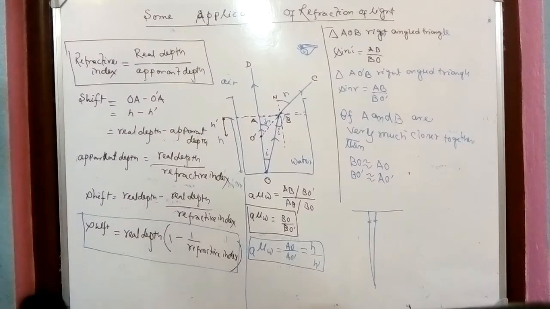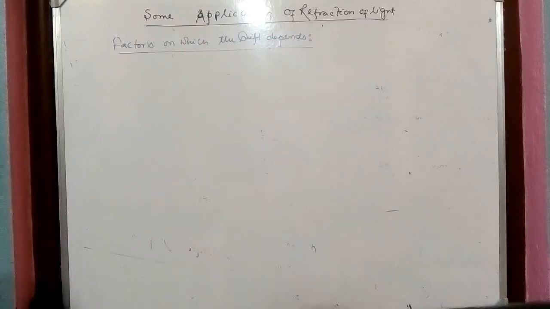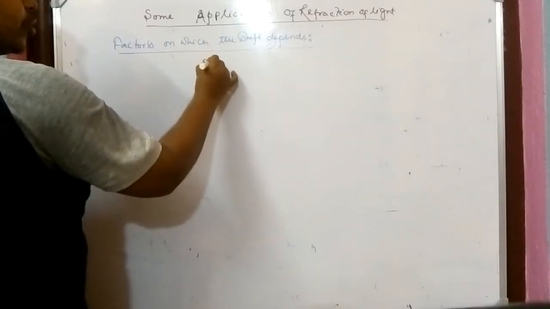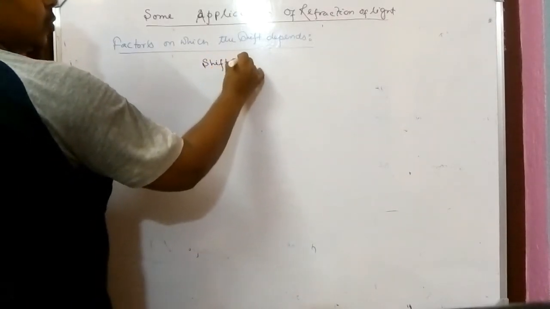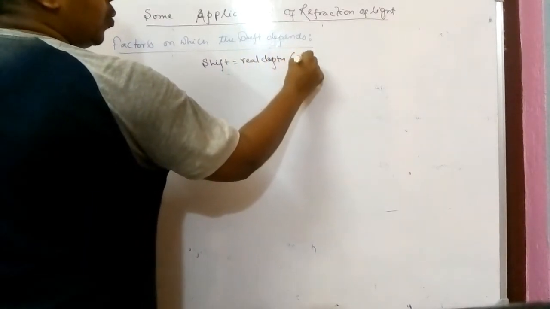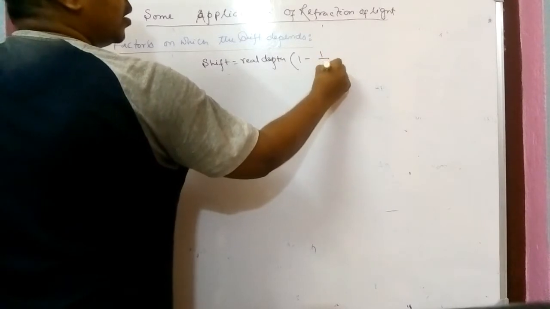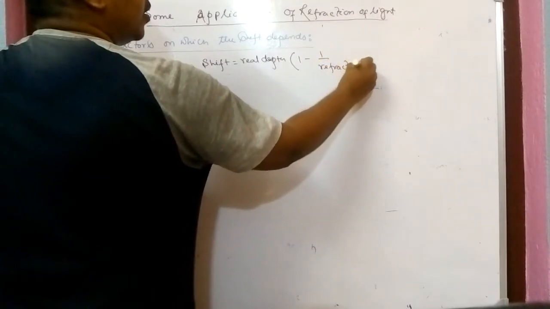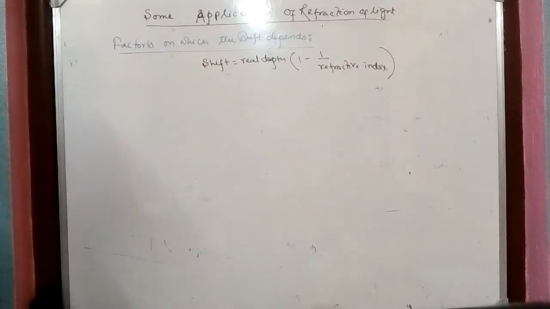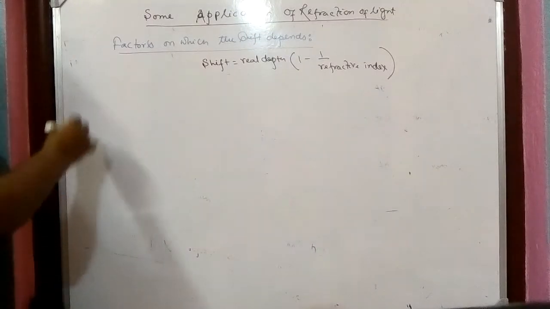Now we'll go for the factors on which the shift depends. Let's see. So next thing we'll discuss, the factors on which the shift depends. Before talking about this, we have to write the equation that shift equals real depth into 1 minus 1 by refractive index. So by that equation, it is pretty clear for us on which things it depends.